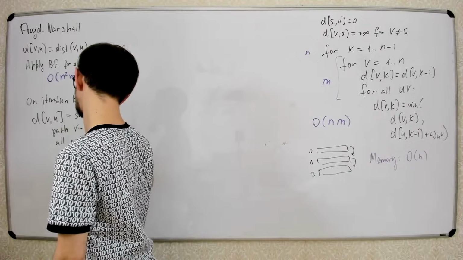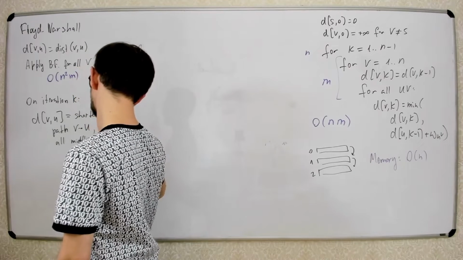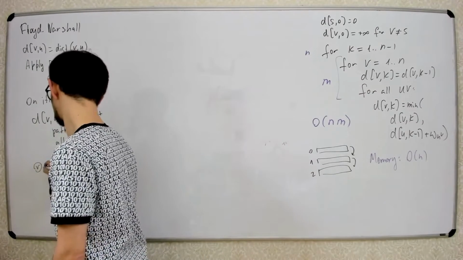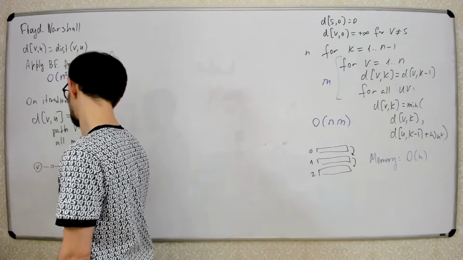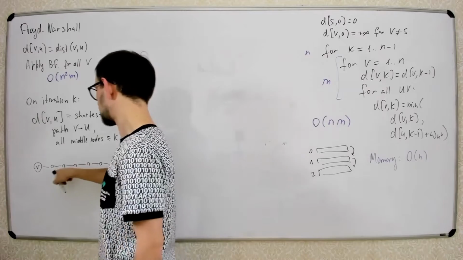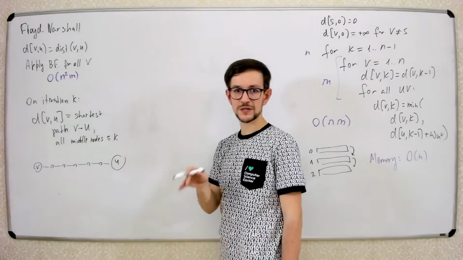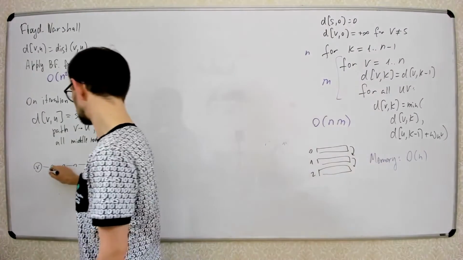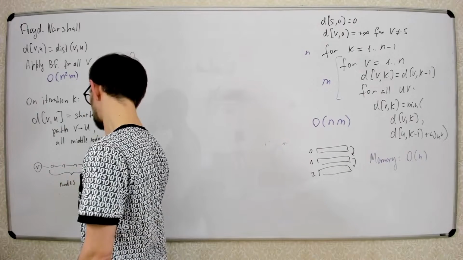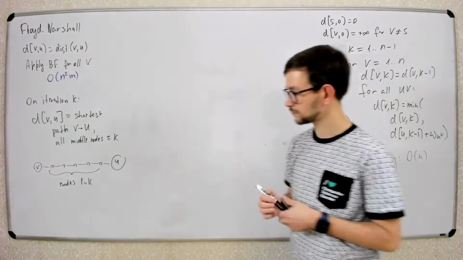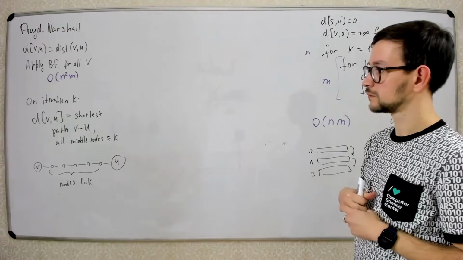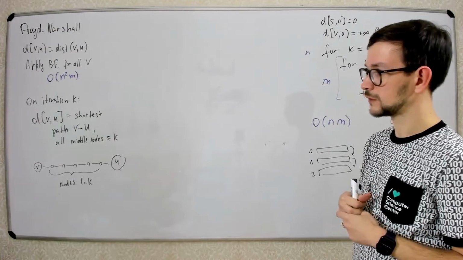Middle nodes. So that you have this node V, and you have some other nodes in this path. These nodes must have indices at most k. So here we have nodes from 1 to k. That's the whole plan.